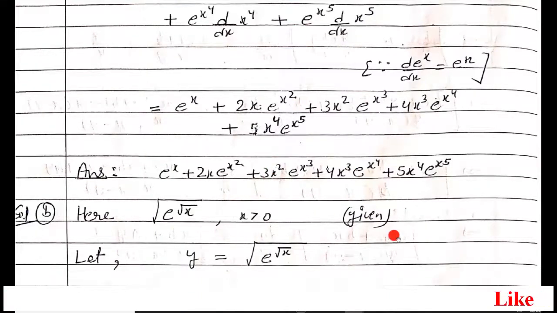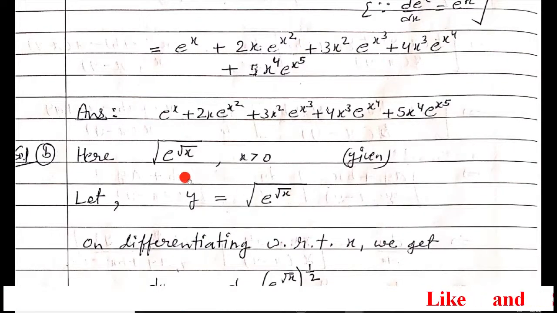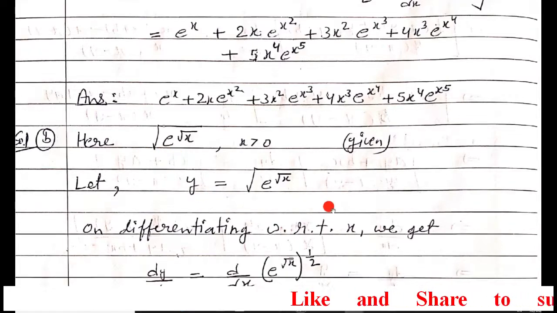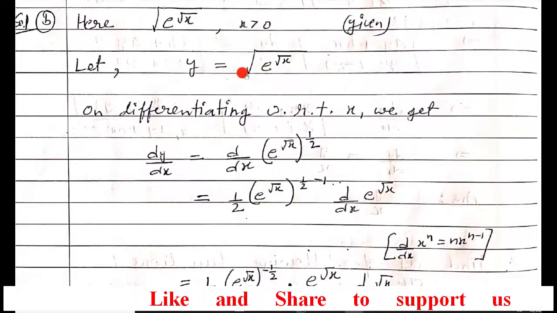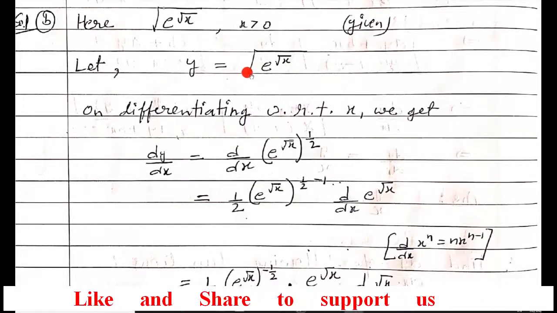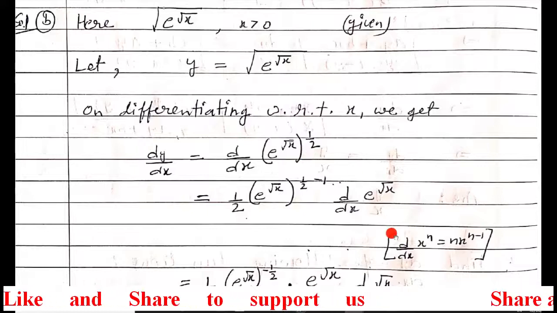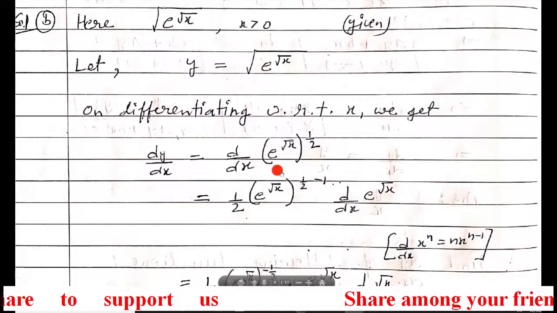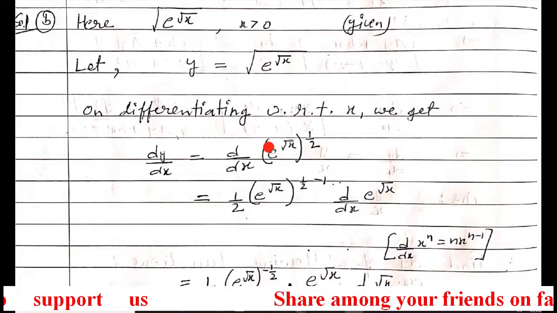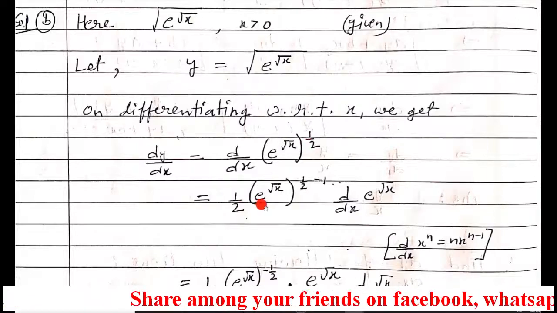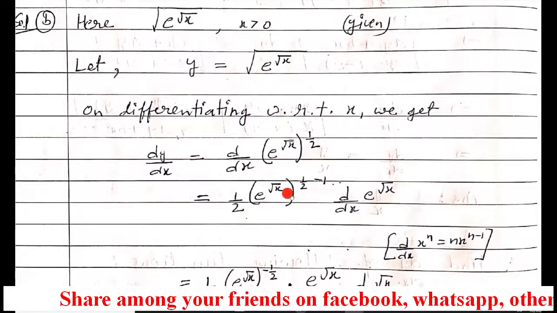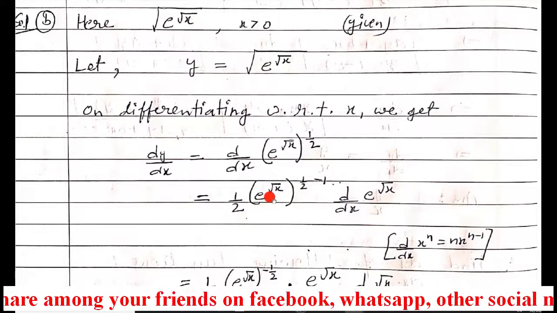Now we'll start part B. In part B, the question is given like this. So I assume it as y because we need to find out dy over dx. Now since we have to differentiate it, I wrote this root in power form, so that I can use the formula x to the power n, that is n x to the n minus 1. So here we'll assume this as x, so half will behave as the power, but it's not x, that's why we have to use the chain rule.